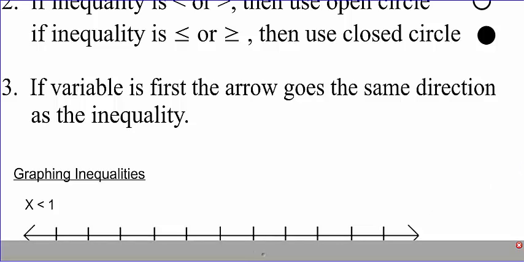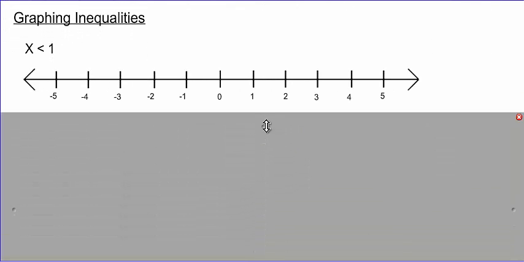So here's the first one. Let me move it up a little bit. All right, so we have x less than 1. Since it's strictly less than, think about what kind of circle we're going to use. Okay, this is going to be an open circle. And since our variable is first, our arrow is going to point in the direction of all the numbers that are smaller than 1. It would go in that same direction as the inequality. So our graph would look like that.